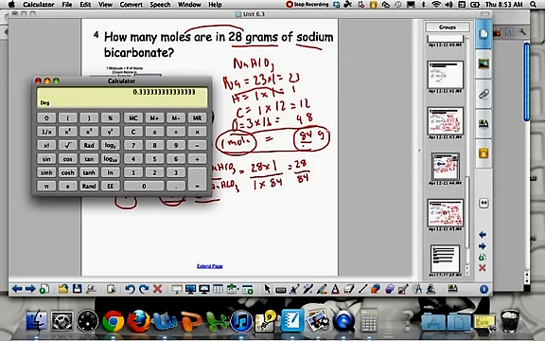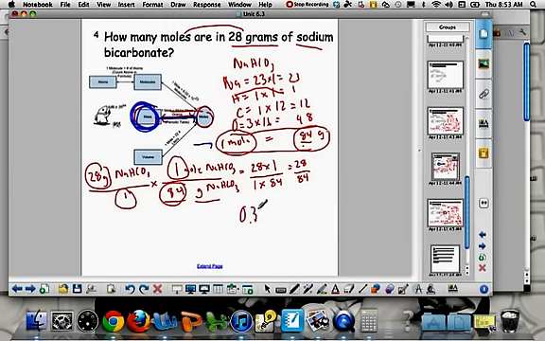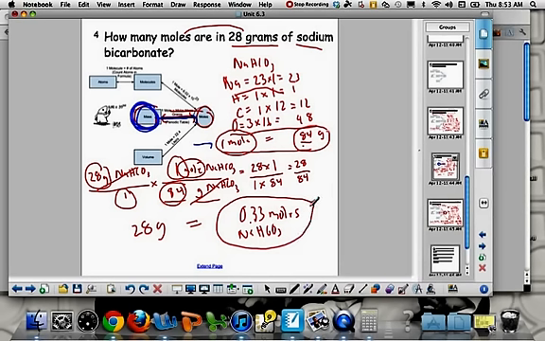This is going to give me the number of moles that I have. I get 0.33 moles. That's the unit that I was in. My gram canceled out. I'm in moles of NaHCO3. So what I just said was that 28 grams of this is equal to 0.33 moles of sodium bicarbonate. That's how you do a gram to mole conversion.